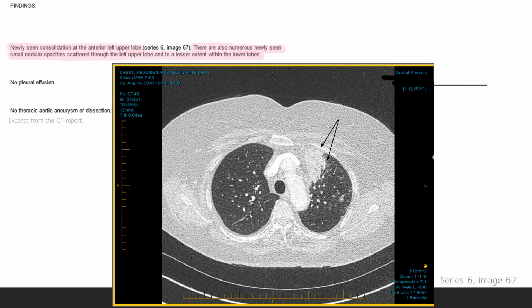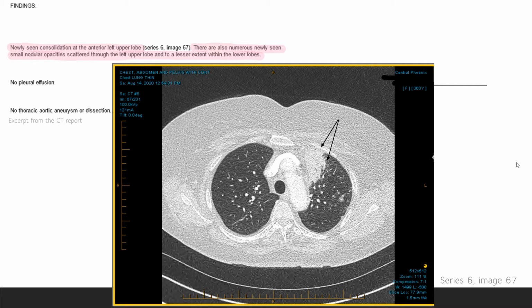Here is our first CT image. We have a little excerpt from the CT report. The radiologist states that there is a newly seen consolidation at the anterior left upper pole of the lung. There are also numerous newly seen small nodular opacities scattered through the left upper pole of the left lung, and to a lesser extent within the lower lobes.